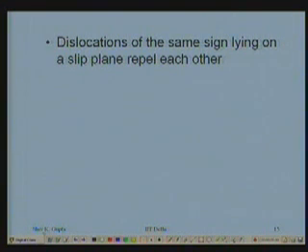Now in this location, dislocations of the same sign lying on a slip plane repel each other. Obviously, if they are of the same sign, that means this compressive strain here and this compressive strain here, when they are coming closer to each other, they will add up. When the strains add up, they add up linearly. What happens to strain energy? It goes as the square of the strain, as I just showed. So it will become very high.